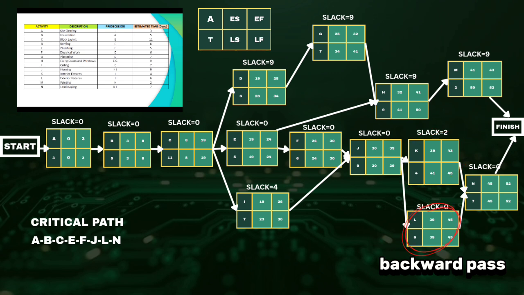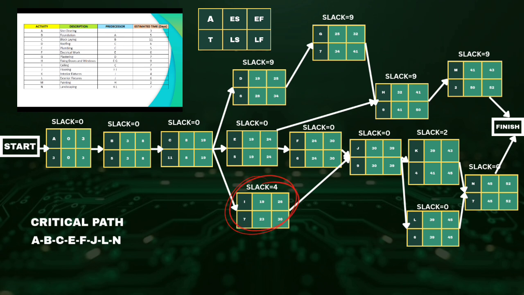Since activity J requires activity K and L, and we are talking about the backward pass, we will take the lowest value, which is 39. For activity J, 39 minus 9 is 30. Activity F and I are connected to activity J, so they'll have the same latest finish time, which is 30. For activity F, 30 minus 6 is 24. And for activity I, 30 minus 7 is 23.